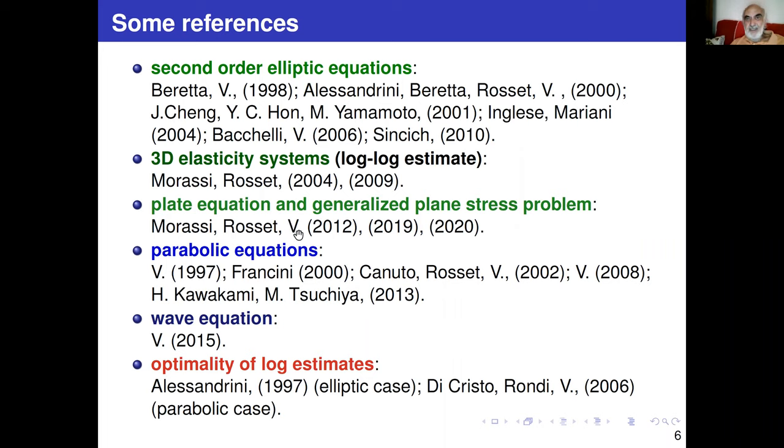The authors who study this question are Morassi, mainly Morassi and Rosset. For the plate equation and the generalized plane stress problem we discussed today, there are also results for parabolic equations and for the wave equation. In this case, it is also important to consider the finite time of observation. It is also important to recall the paper in which the optimality of the logarithmic estimate is proved: the paper of Alessandrini, 1997, and Di Cristo, Rondi, and myself, 2006, for the parabolic case.